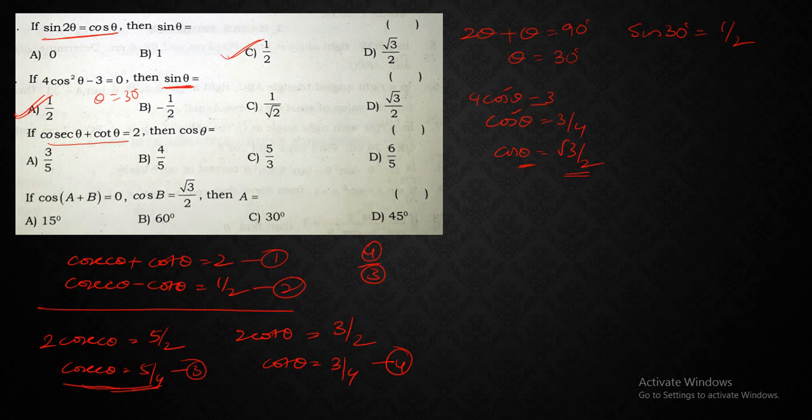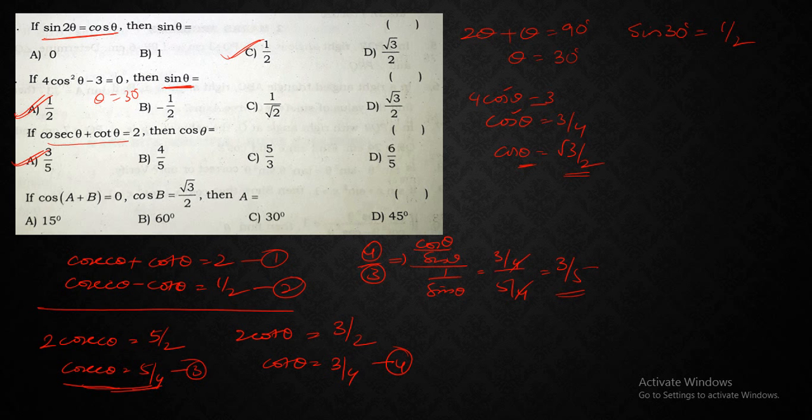So divide equation 4 by equation 3. What is equation 4? Cot theta I can write as cos theta by sin theta, and cosecant theta I can write as 1 by sin theta. So this is equal to (3 by 4) by (5 by 4). The 4 gets cancelled, so 3 by 5 is nothing but my answer. So the answer is option A.